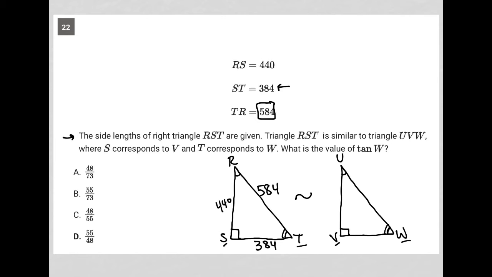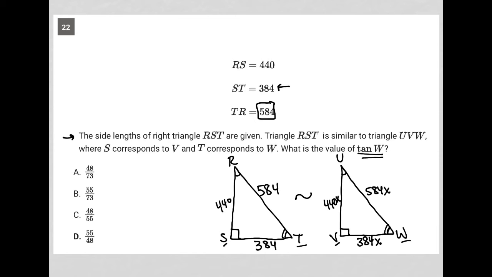All right, so second of all, the side lengths are proportional, which means this side length is going to be 440 times some value, which I'll call X. This side length is going to be 584 times some value, which I'll call X. And 384, right, times that exact same value, X. So what's the question asking for?